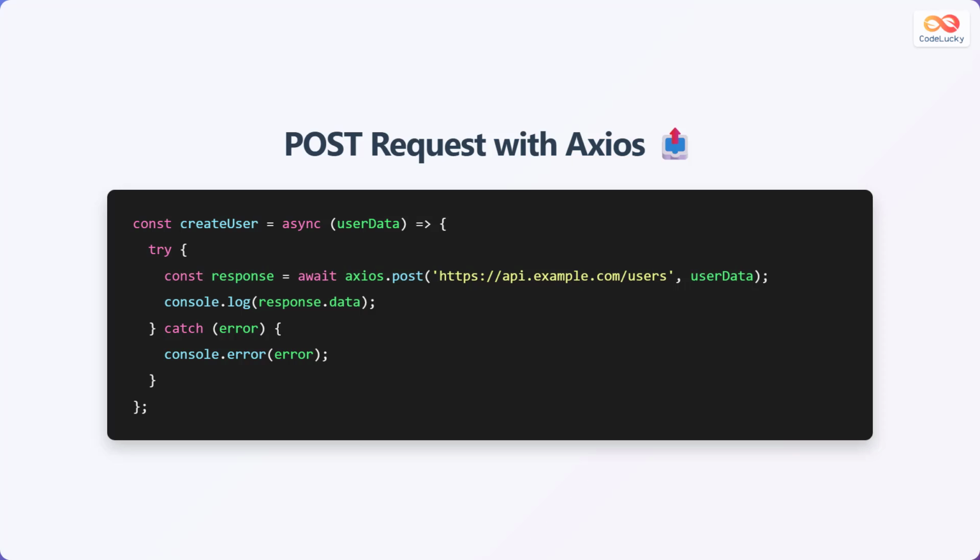To send data to an API using a POST request, create an asynchronous function called createUser that accepts user data as an argument. Use a try/catch block for error handling. In the try block, await the result of axios.post, passing the API endpoint, such as https://a.example.com/users, and the user data as arguments. Store the response in a variable named response. Log response.data to the console to view the server's response. If an error occurs, log it to the console in the catch block.